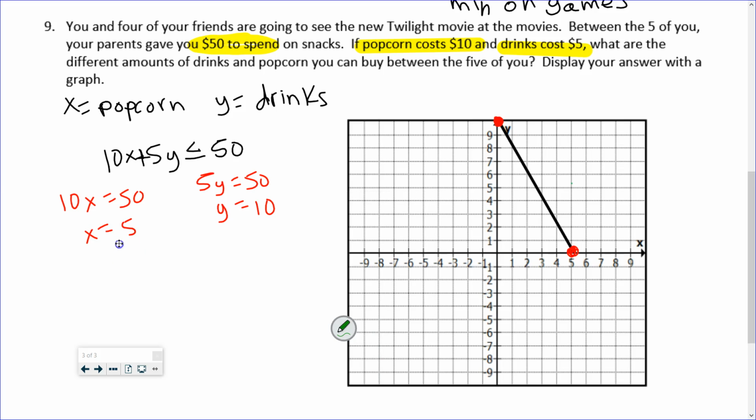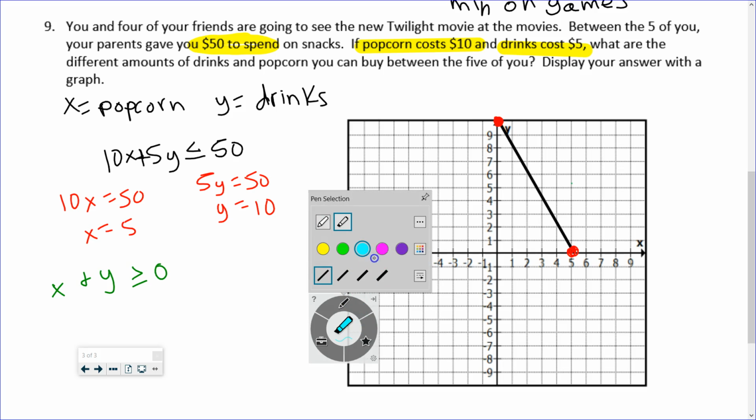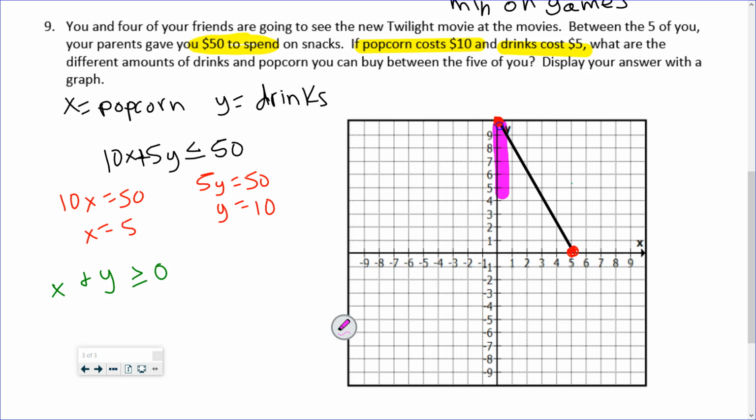Good. I cannot have negative popcorn and negative drinks. Okay? So my x and y have to be positive, meaning they have to be bigger than 0. So when I shade, I cannot go in the negatives. Yep, it's only going to be this triangle. It can only be the positives. Ooh, sorry, that was not pretty. There we go. It can only be inside this triangle because I cannot have negative popcorn or negative drinks.